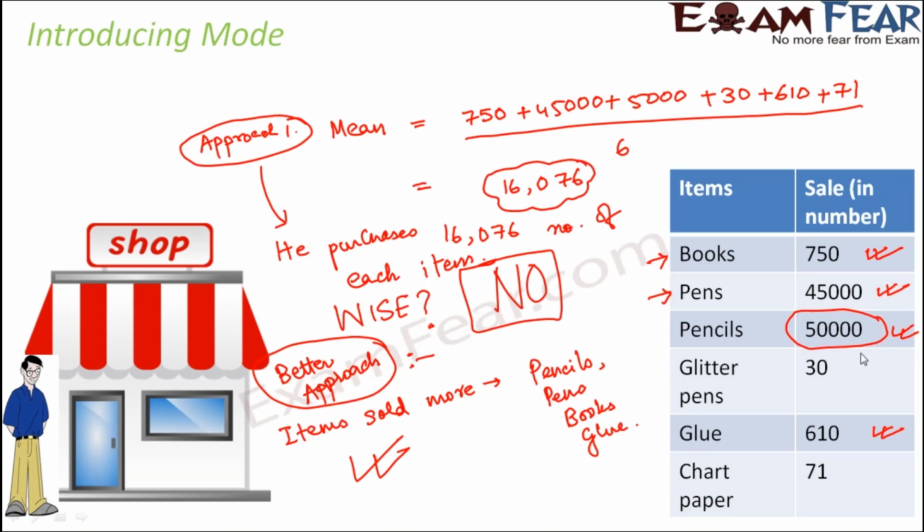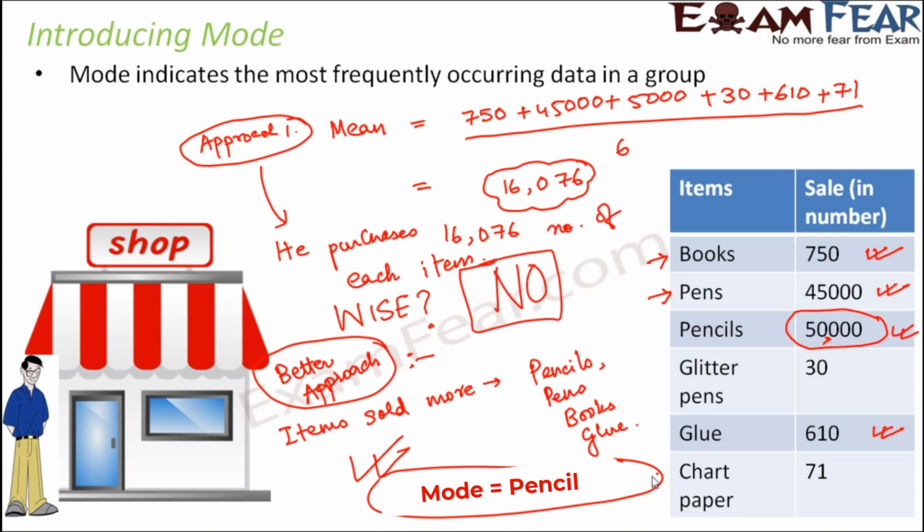Right? Why? Because the number of pencils that are getting sold is huge. The number of times, when you say pencils is 50,000, that means pencils got sold 50,000 number of times. So this 50,000 basically represents the number of times pencil got sold. So it is nothing but the frequency of pencil. So mode always represents that data which corresponds to maximum frequency, or that data which gets repeated maximum number of times. So mode indicates the most frequently occurring data in a group.